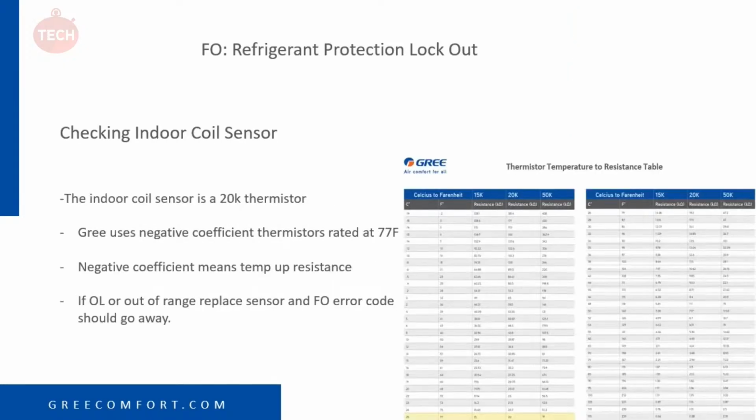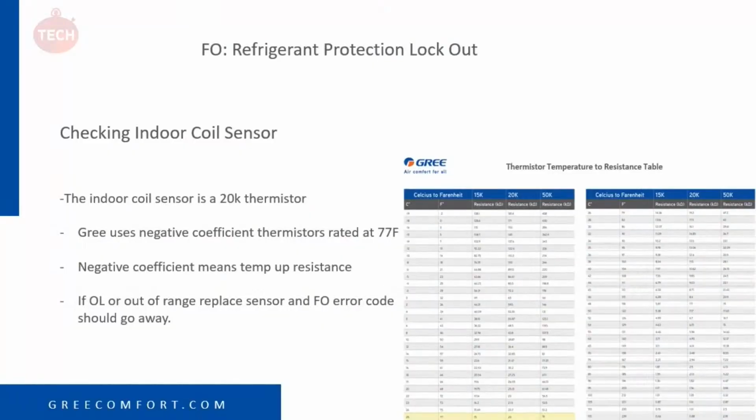You can find our ohms chart on our website, greecomfort.com. Checking the indoor coil sensor. This coil is a 20K thermistor. GREE uses a negative coefficient thermistor rated at 77 degrees. So negative coefficient means temperature up, resistance down. If OL or out of range, replace the sensor and the FO code should go away.